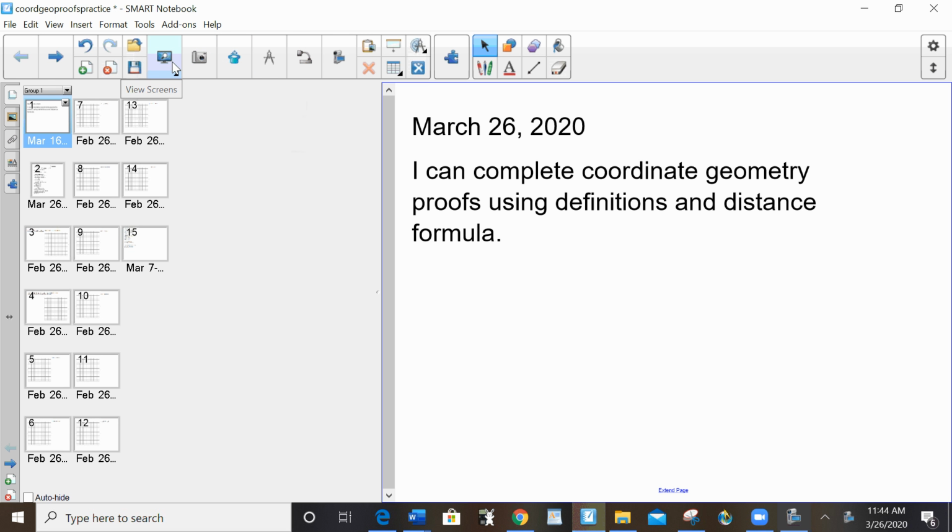Hello, it is March 26th, 2020. This is our first online geometry lesson. The classes were at different spots, so we're going to kind of start here. This is practice with everything you've been doing recently. We are going to be able to complete coordinate geometry proofs using the definitions and the distance formula.